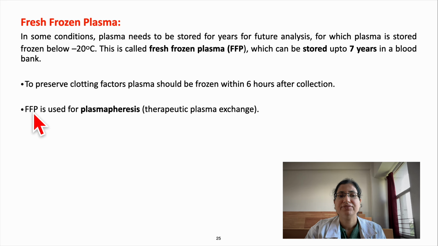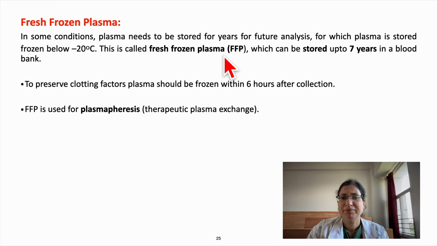This fresh frozen plasma is used for plasmapheresis. This is a process, therapeutic plasma exchange. In certain diseases, this fresh frozen plasma is used. So what is fresh frozen plasma? It is stored for years in a frozen state, at minus 20 degrees Celsius. It can be stored up to 7 years in a blood bank, and it is used for therapeutic conditions or therapeutic plasma exchange. Some diseases require the exchange of plasma.